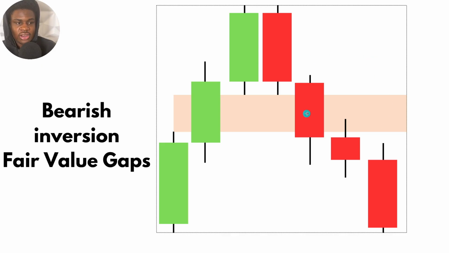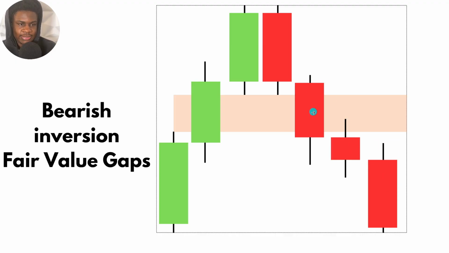Utilizing this inversion fair value gap will give us a bird's eye view of what the current market condition is. Because if the market was truly bullish and the market was continuing to go higher, price should have found support at this bullish fair value gap. Saying that it did not find support at this bullish fair value gap means that at this upper level, there was likely a reversal. And if the marketplace is going to make an effort to break back below this fair value gap, most likely it's going to continue going back lower.